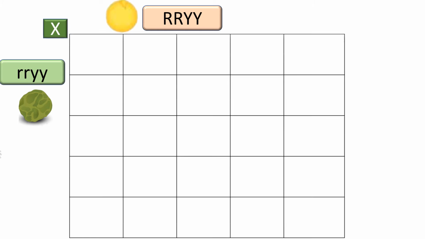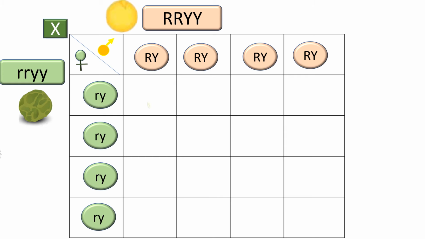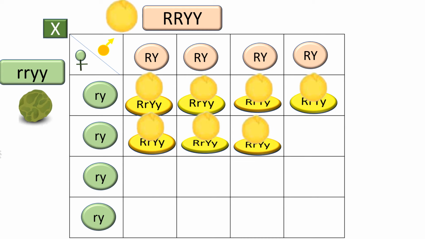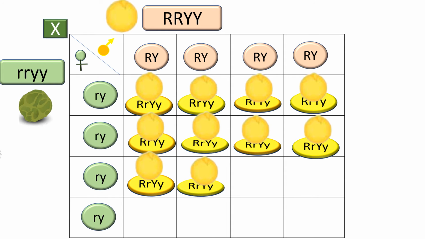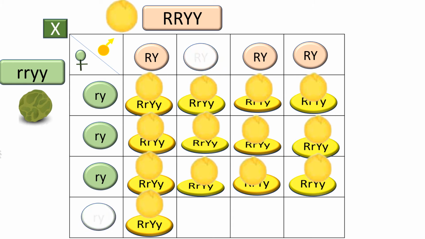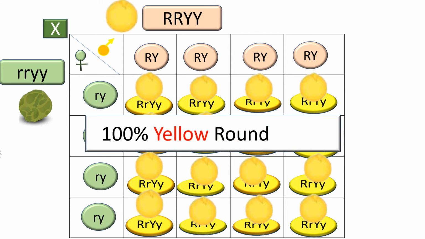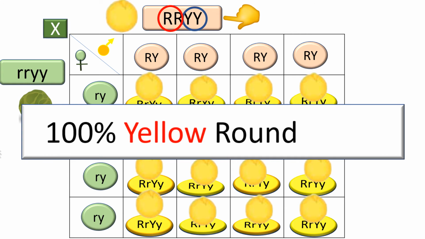1. 100 percent yellow round seeds. He understood that only one phenotype is obtained when the genotype of the tested plant is homozygous dominant for both the genes.